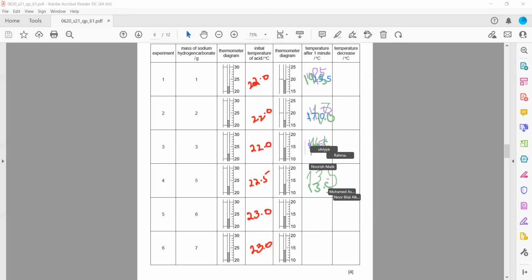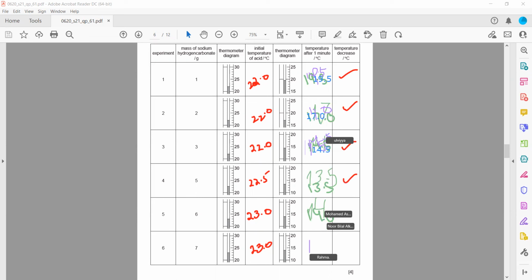So that is right: 19.5, 17, 14.5, 13.5, 14.0, and this also 14.0. And the last column is the temperature difference, the temperature change. So how much is the temperature change? Here it is 22, and this one is 19.5. So what is the difference in the temperature? That's 2.5, correct?